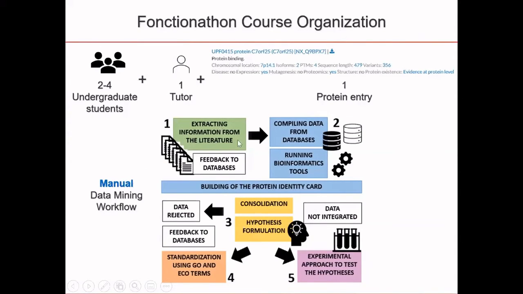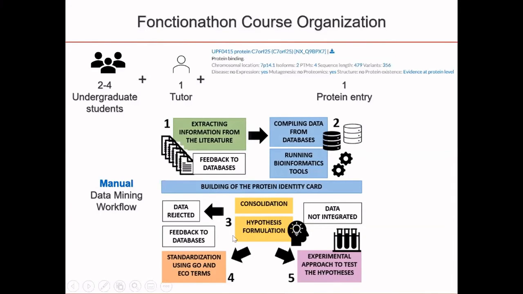So they extract information from the literature, so they do searches in PubMed, they compile data from databases, and they run bioinformatics tools on the sequences and so on. And they take all this information and build a protein identity card, consolidating the information that they have on the protein. And this enables them to formulate the hypothesis as to what the function of the protein could be. And they also propose experiments to test these hypotheses.